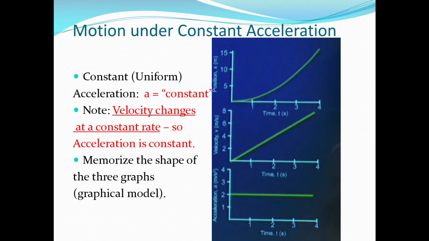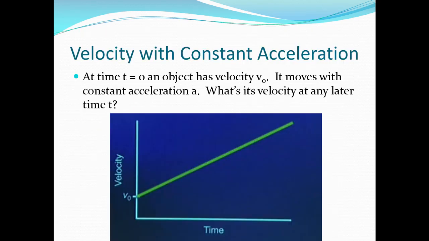And if you look at position versus time, the top graph, notice there is a quadratic relationship there. There is a parabola. You should spend some time studying these graphs. This is what the graphs look like for motion under constant acceleration or uniform acceleration.